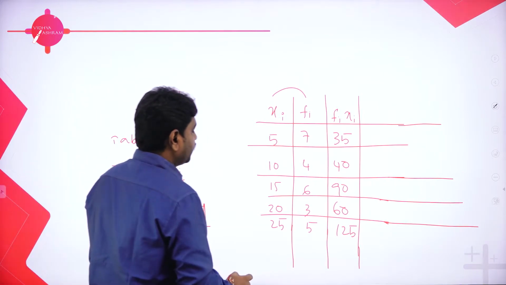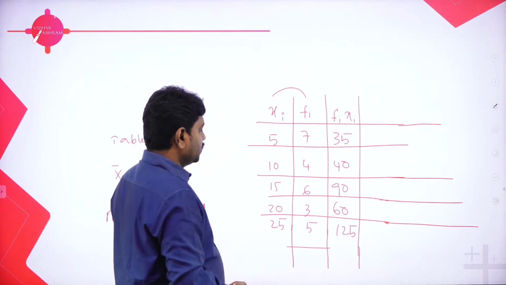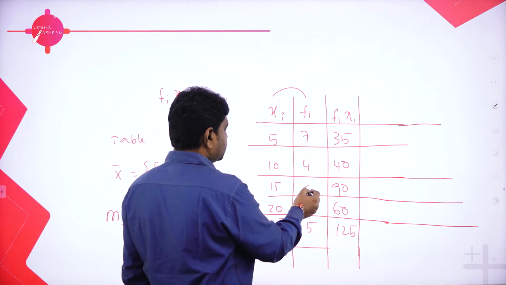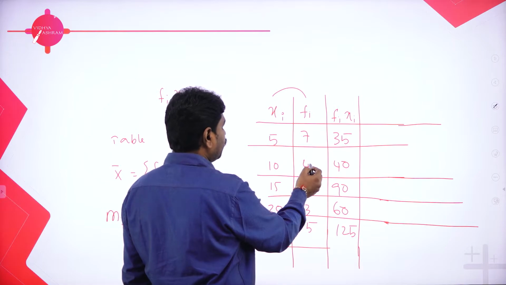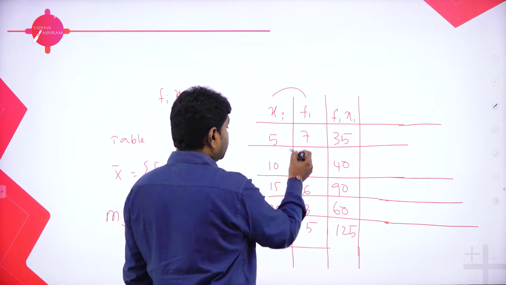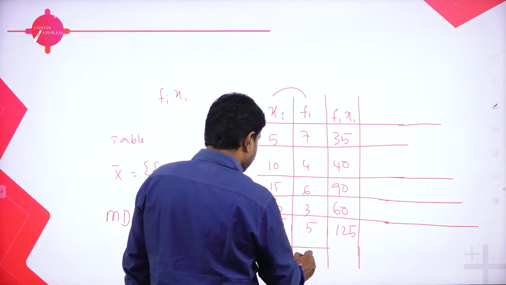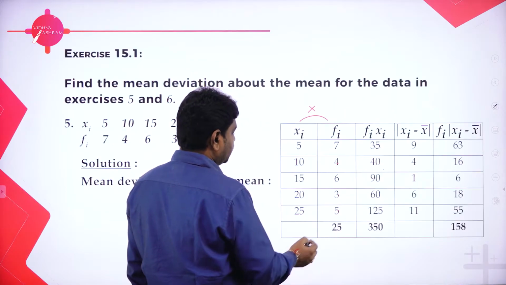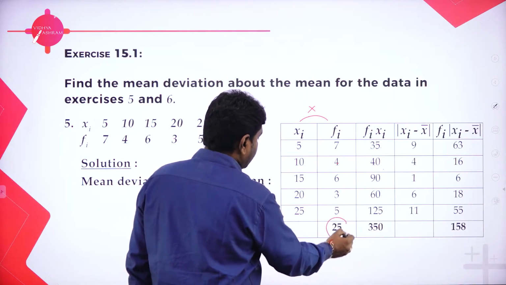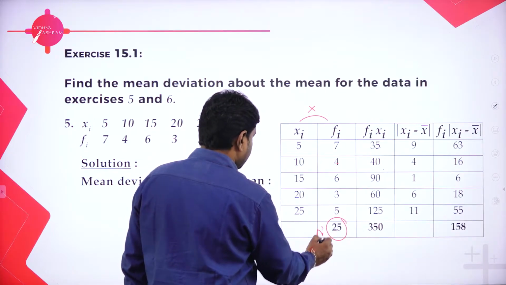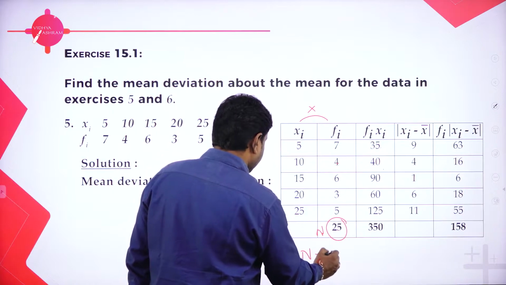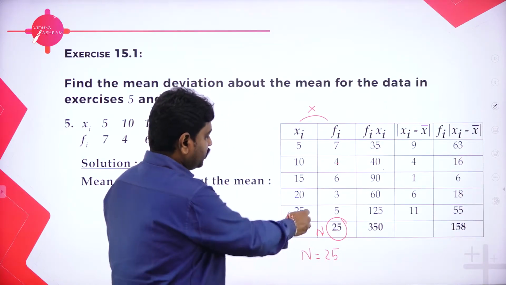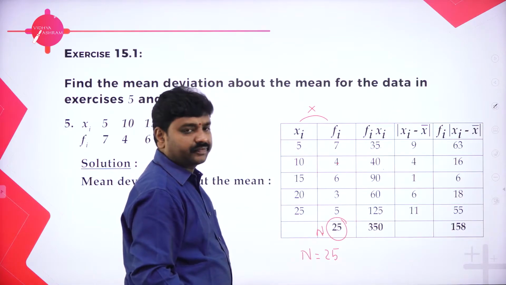N means sum of the frequencies. So you should add this. Use a calculator and you can add it. 3 plus 5, 8, 8 plus 6, 14, 14 plus 4, 18, 18 plus 7, 25. We call this as capital N. So we got N. N is 25. Sum of the frequencies is N. That we should calculate.